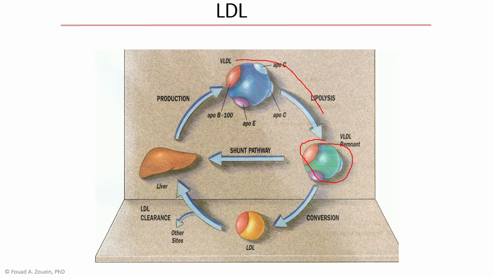And IDL will give away ApoC to HDL, and through its ApoE, it can go straight to the liver, where it gets internalized and metabolized. Or it could give away the ApoE and be converted to LDL, the low density lipoprotein, which goes into the circulation to be taken by tissues that are in need of cholesterol through the LDL receptor, or it could be cleared by the liver through the ApoB100 receptor. The only Apo that LDL has is the ApoB100.